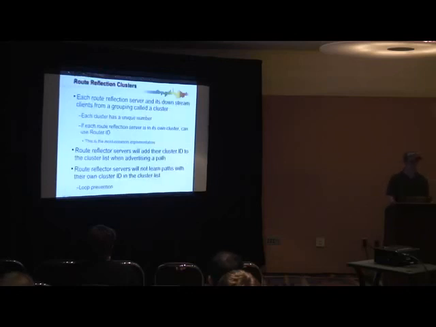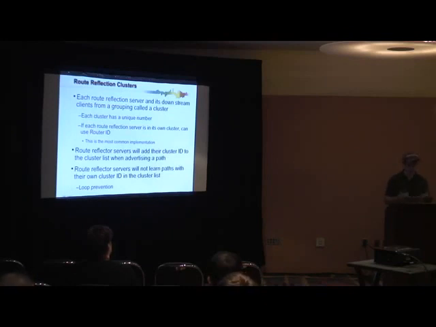So clusters. Each route reflector server and all of its downstream clients form a grouping called a cluster. And each cluster has a unique number. If you have exactly one route reflector server in a cluster, you can use the router ID as the cluster ID, and that maps very easily. And that's the most common implementation. However, if you have more than one route reflector server in a cluster, then you have to come up with some locally unique numbering structure for your cluster IDs.